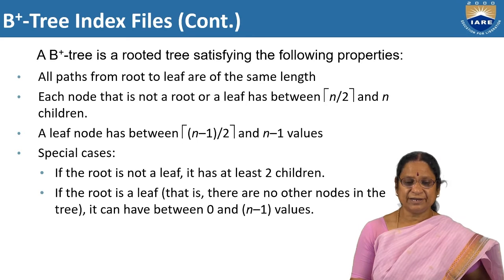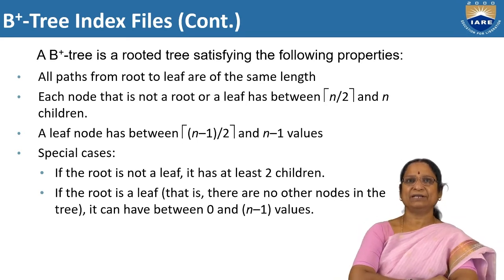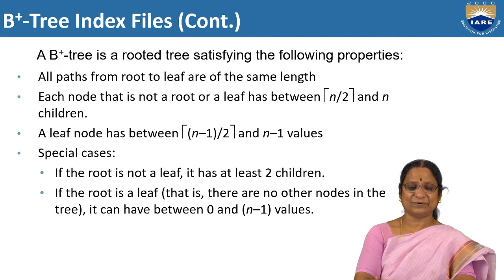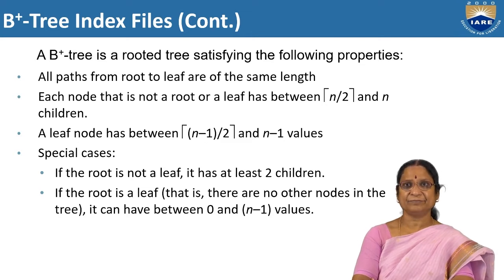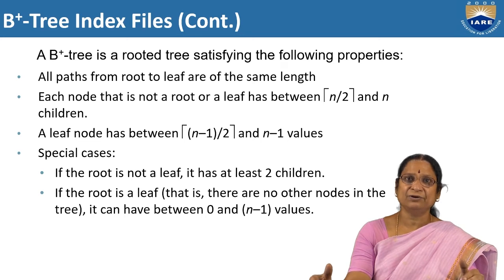So the B plus tree indexing file is a rooted tree satisfying the following properties. All paths from the root to the leaf are the same length. That's why we call it balanced; B stands for balanced here. Each node that is not a root or a leaf has between n/2 and n children. That is, each non-leaf node, other than the root, must be filled at least 50%.